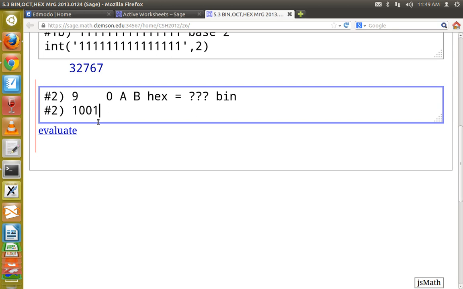How do you write 0 in 4 bits? Just 0? No, 4 bits. 4 zeros. Okay. What does A represent? It's right after 9, so 10.